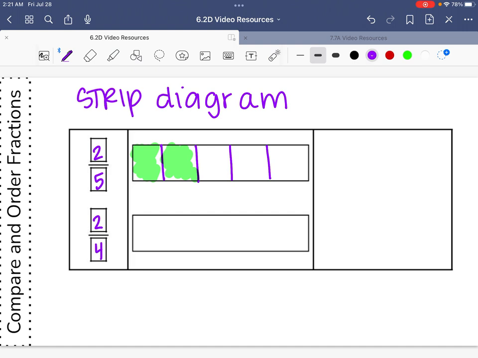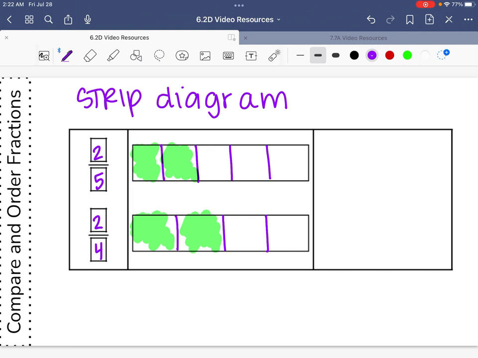For the second fraction, I have 2/4, so I need to cut it into 4 total pieces. So I'm going to cut it down the middle first. That is not the middle, so we're going to try again. Cut it down the middle first, and then cut it into 2 pieces on either side. And this time I have 2 out of 4, so I'm going to shade 2 out of the 4.